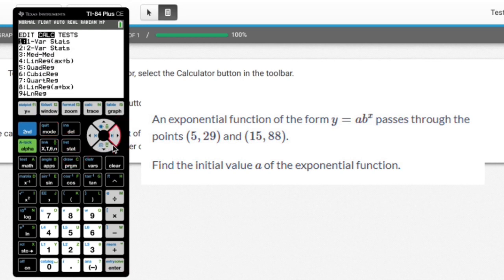So let's go to stat. Let's go to 0, which is my exponential regression. And it gives me the equation once I go to calculate. Y equals 16.64 blah, blah, blah times blah, blah, blah to the blah, blah, blah. But the only thing I care about is that 16.6477, which rounds up to 16.648. The answer is C.